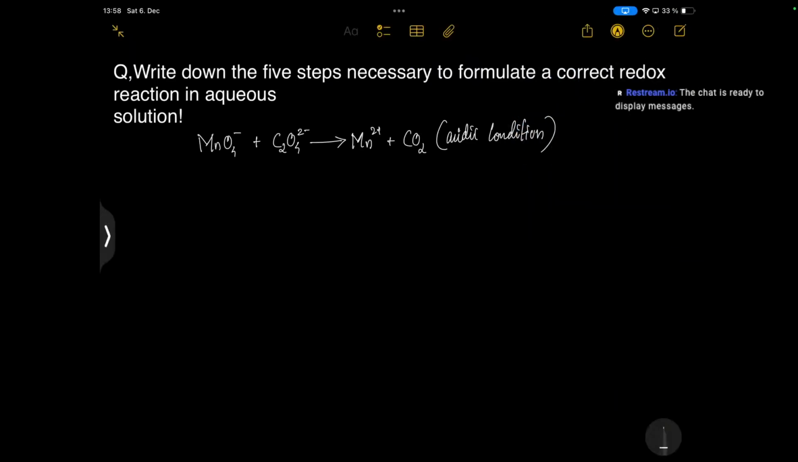So we got a new question: write down the 5 steps necessary to formulate a correct redox reaction in aqueous solution. Before we do this, we have to remember a thing called oxidation state or number. I'm going to write the common ones. For oxygen, it's usually -2. For hydrogen, it's usually +1. There are other examples, but right now we only need these two.